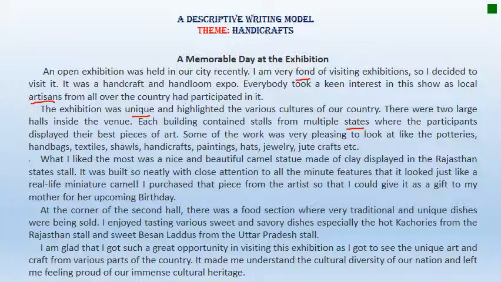What I liked the most was a nice and beautiful camel statue made of clay, displayed, meaning shown, in the Rajasthan state stall. This story is in India. It was built so neatly, with close attention to all the minute features. This is not minute, it's minute, meaning details, that it looked just like a real miniature camel, tiny. Can you notice the adjective? I purchased that piece from the artist so that I could give it as a gift to my mom for her upcoming birthday.